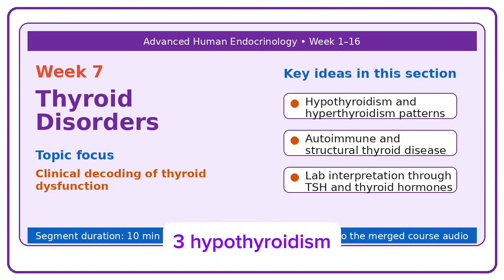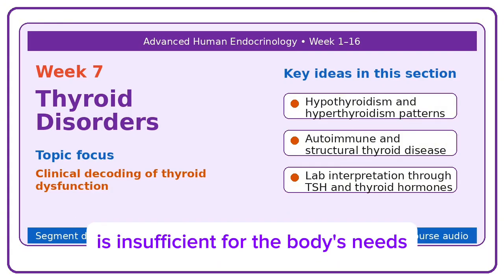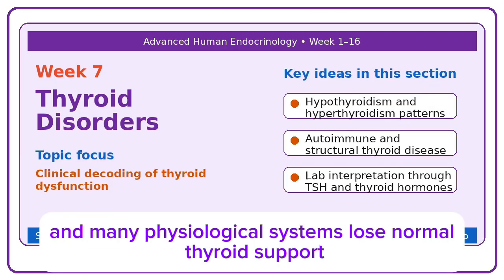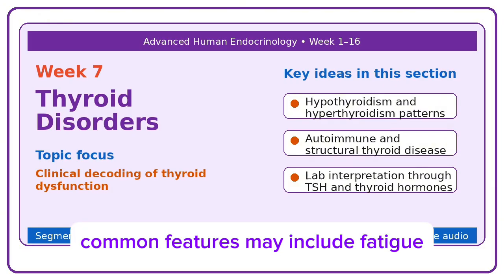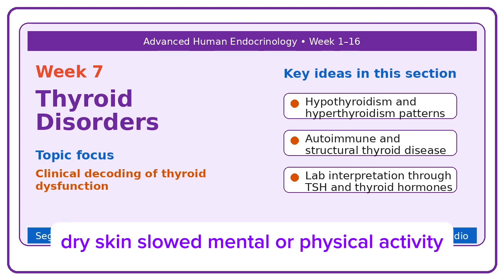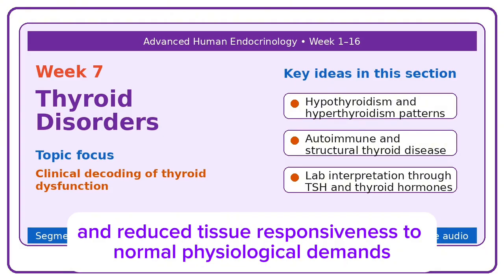3. Hypothyroidism. Hypothyroidism occurs when thyroid hormone action is insufficient for the body's needs. Metabolic processes slow, and many physiological systems lose normal thyroid support. Common features may include fatigue, cold intolerance, weight gain tendency, constipation, dry skin, slowed mental or physical activity. These effects reflect reduced metabolic drive and reduced tissue responsiveness to normal physiological demands.